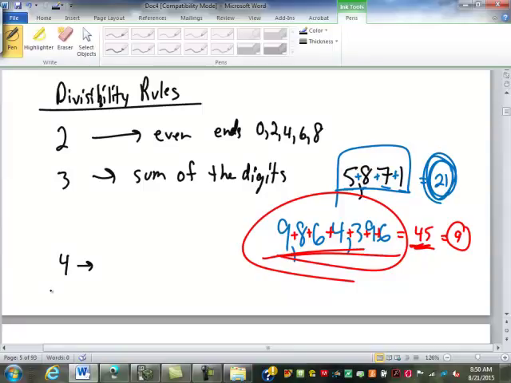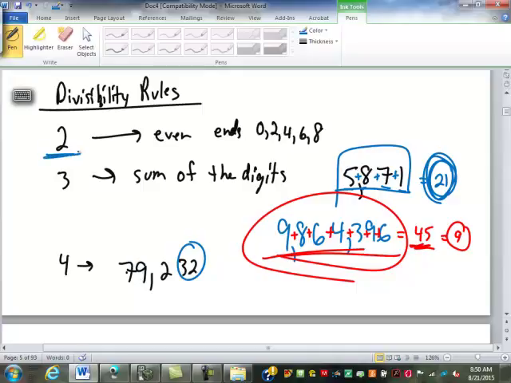The divisibility rule for 4 is if the last 2 digits are divisible by 4, then the whole number is divisible by 4. So like 79,232. All you have to look at are these last 2 digits. Is 32 divisible by 4? Yeah, so the whole number is divisible by 4. Guess what? I don't really care.